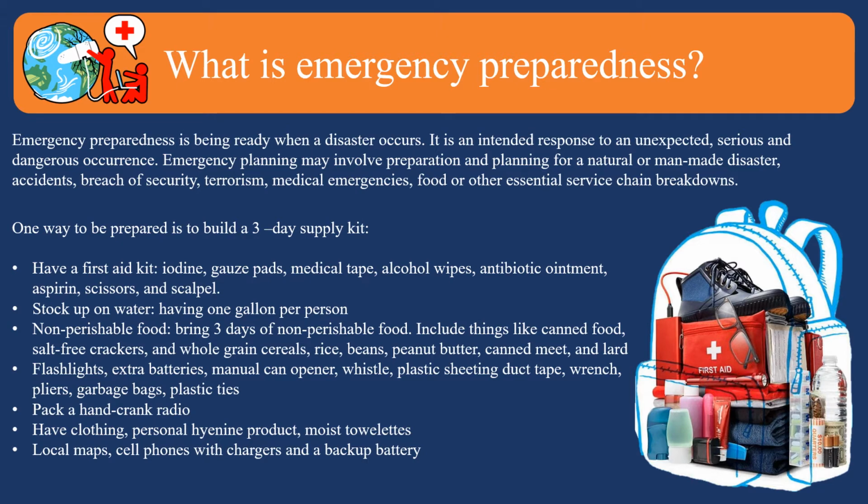One way to be prepared is to build a 3-day supply kit. It can hold whatever you feel like you need to have in an emergency, but there are some suggestions I have listed below here. Have a first aid kit, which includes iodine, gauze pads, medical tape, alcohol wipes, antibiotic ointment, aspirin, scissors, and a scalpel. Stock up on water, having 1 gallon per person. Non-perishable food. Bring 3 days of non-perishable food. Include things like canned food, salt-free crackers, whole grain cereals, rice, beans, peanut butter, canned meat, and lard.